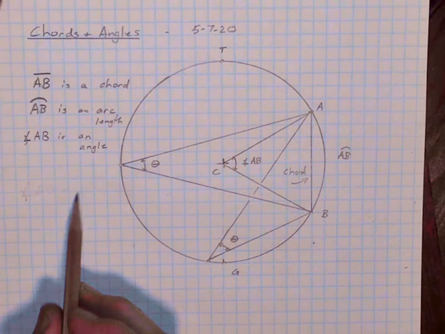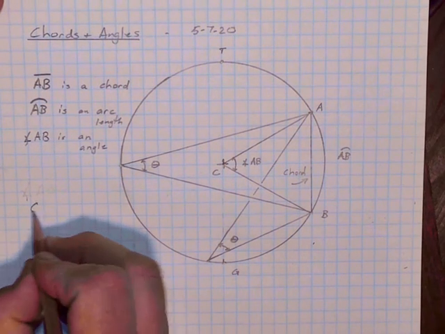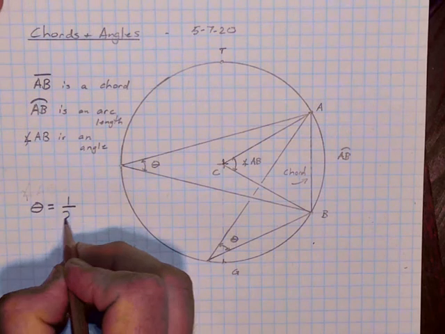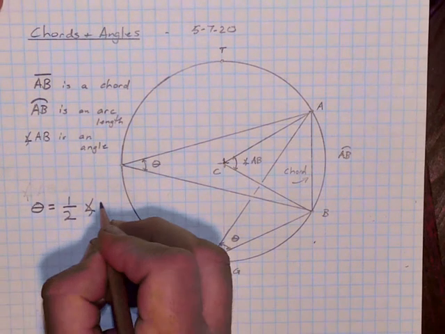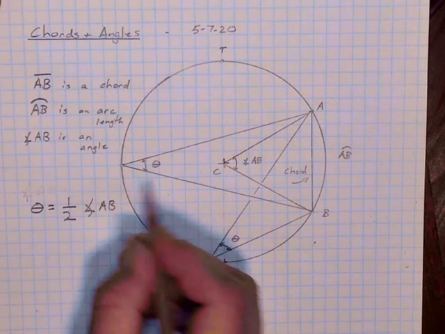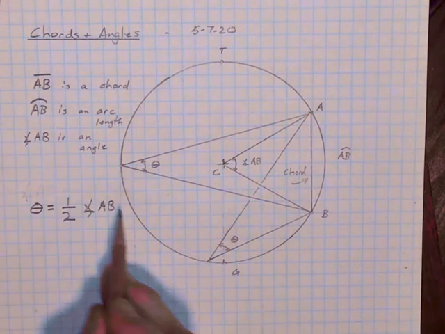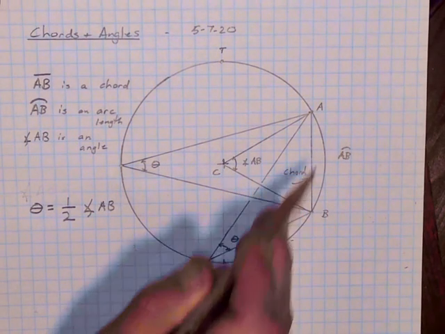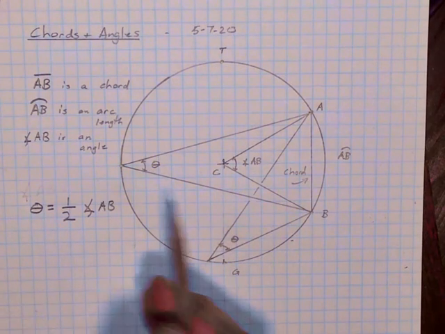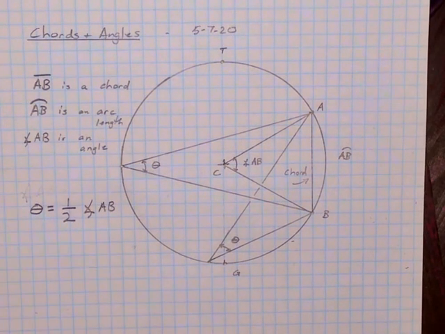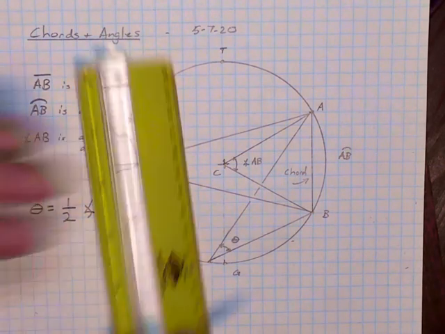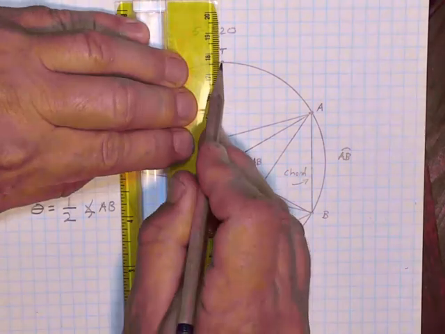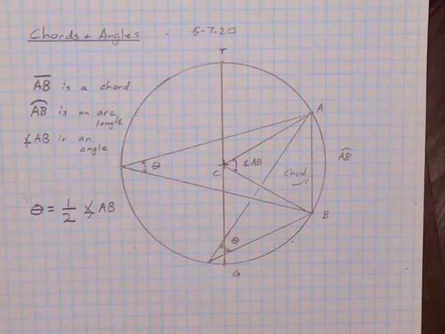What you end up with is this relationship. The measure of angle theta is going to be equal to 1/2 the measure of angle AB, because the chord is segment AB. The chord has this subtended angle, equal to the arc right there, and it's 1/2. Now the easiest way to see that, I'm going to draw on this a little bit, is to draw a line connecting T and G. This is obviously a diameter because it goes right through the center of the circle.